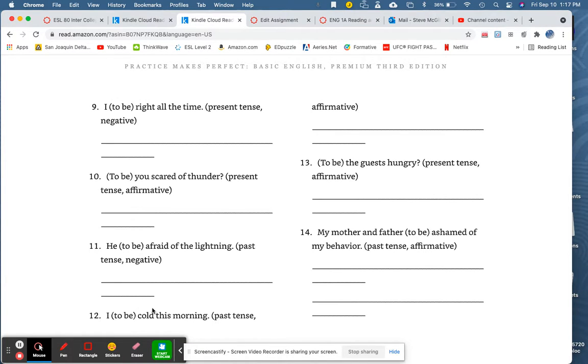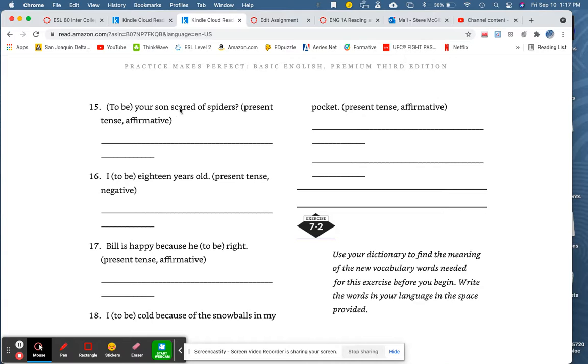I blank cold this morning. Blank the guests hungry? My mother and father blank ashamed of my behavior. Blank your son scared of spiders? I blank 18 years old. Bill is happy because he blank right. I blank cold because of the snowballs in my pocket.